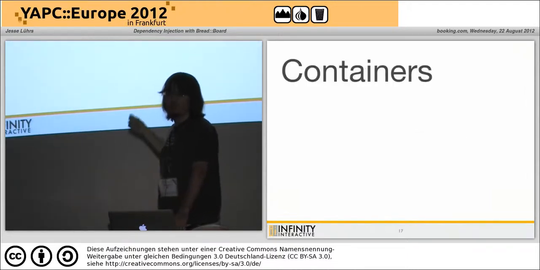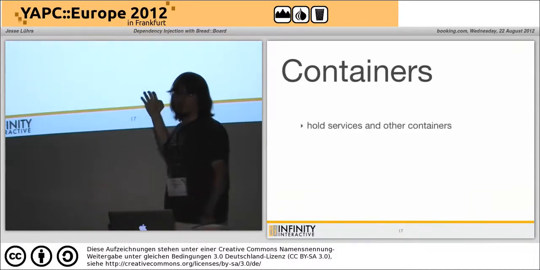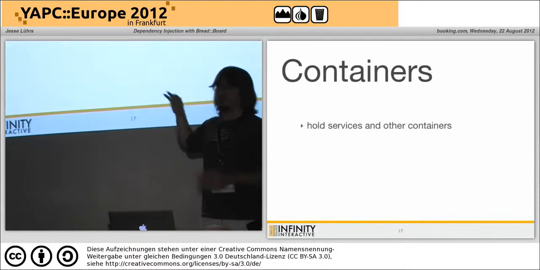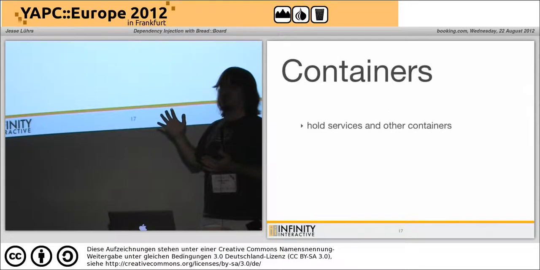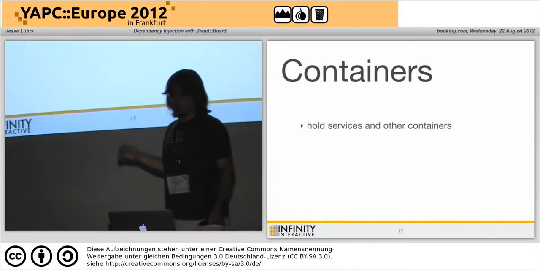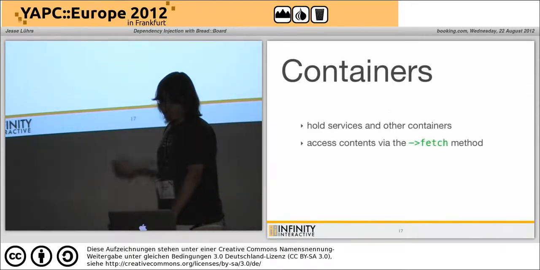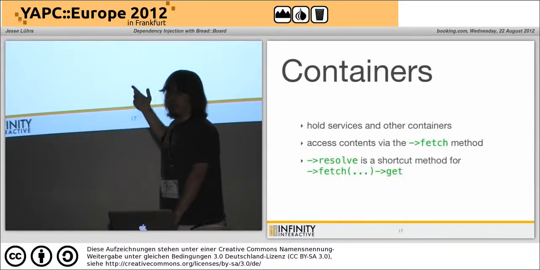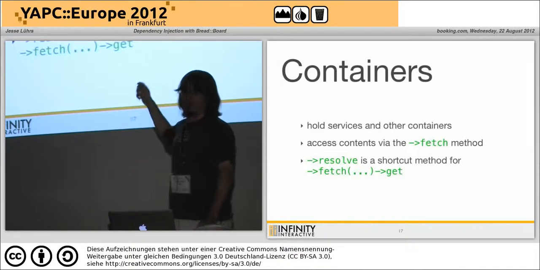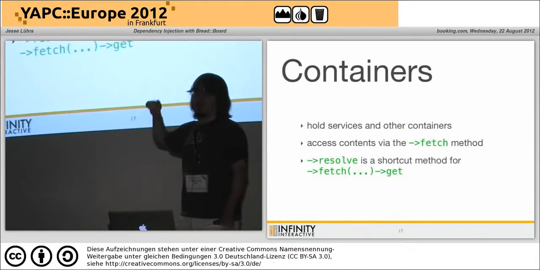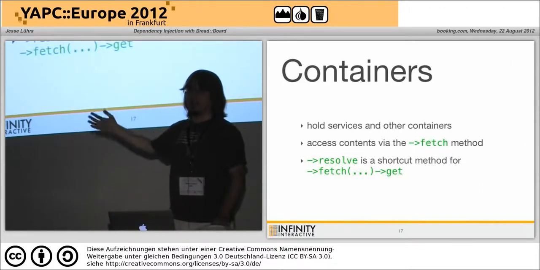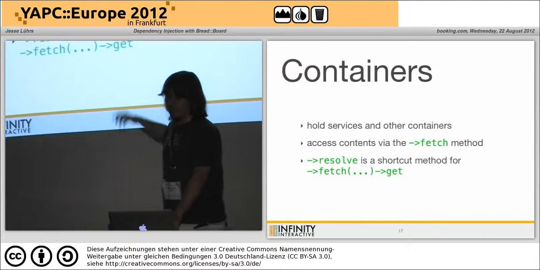The next component that BreadBoard has is called a container. A container holds all the services and other subcontainers to provide the overall structure for the BreadBoard system. You can access the contents of a container, either another container or a service, via a method call. And there's a shortcut, so you can just say, I want to get the service out of this container and then get the data out of the service. And this is typically how you interact with it.